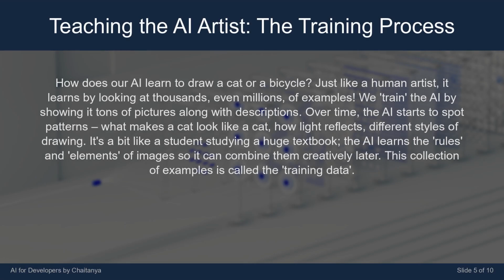How does our AI learn to draw a cat or a bicycle? Just like a human artist, it learns by looking at thousands, even millions, of examples. We train the AI by showing it tons of pictures along with descriptions. Over time, the AI starts to spot patterns. What makes a cat look like a cat? How light reflects. Different styles of drawing. It's a bit like a student studying a huge textbook. The AI learns the rules and elements of images so it can combine them creatively later. This collection of examples is called the training data.